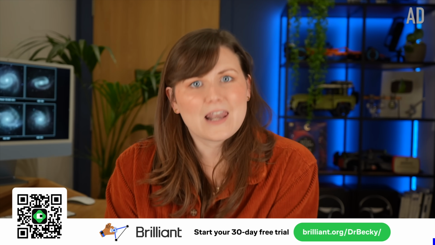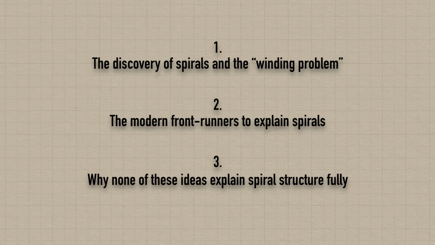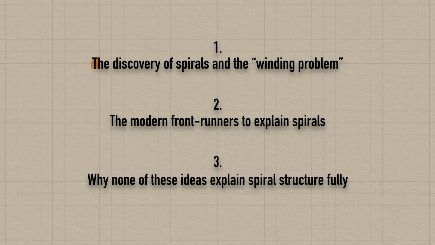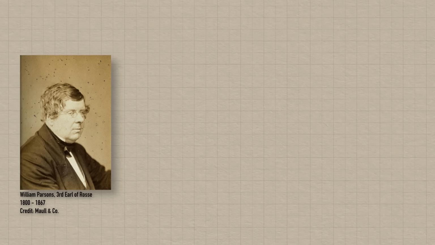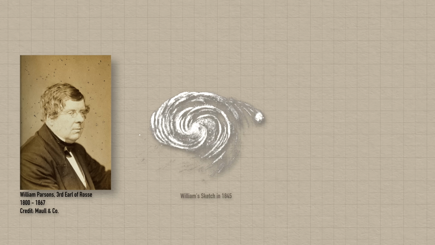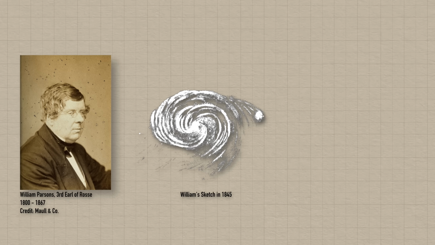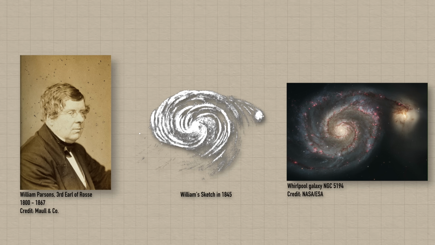And now let's dive in and chat about the initial discovery of spiral galaxies and what became known as the winding problem. So the first person known to have recorded the fact that spiral structure existed in the universe was Lord Rosse in the 1840s, who drew a sketch of Messier 51, known today as the Whirlpool Galaxy.